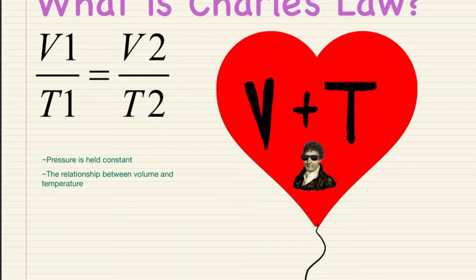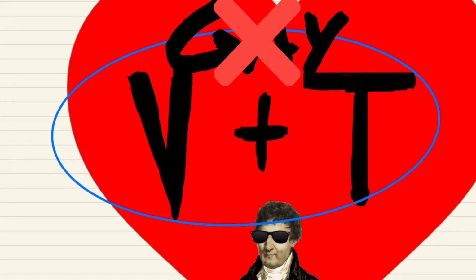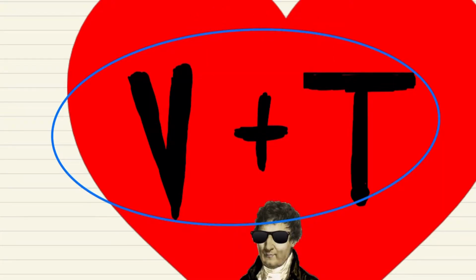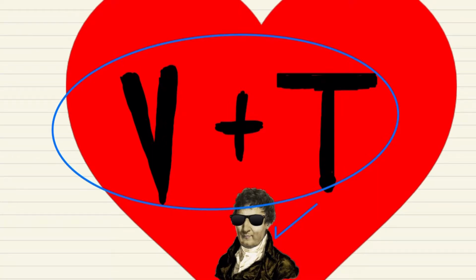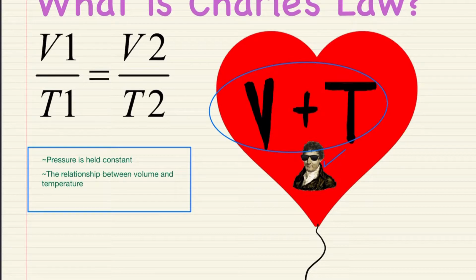So if we go over to our right, I have this big heart to really exemplify the love and the relationship that volume and temperature have. We have our guy Charles with shades on because he's loving this unique law that really shows the relationship between volume and temperature. And as I said before, I have everything written down here. Pressure is constant, and then it is the relationship between volume and temperature.